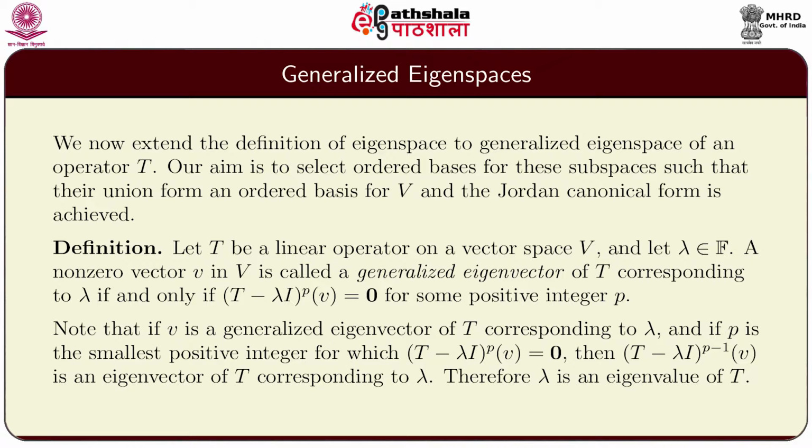Therefore, (T − λI)^(p−1)(v) is an eigenvector of T corresponding to λ, and λ is an eigenvalue of T.